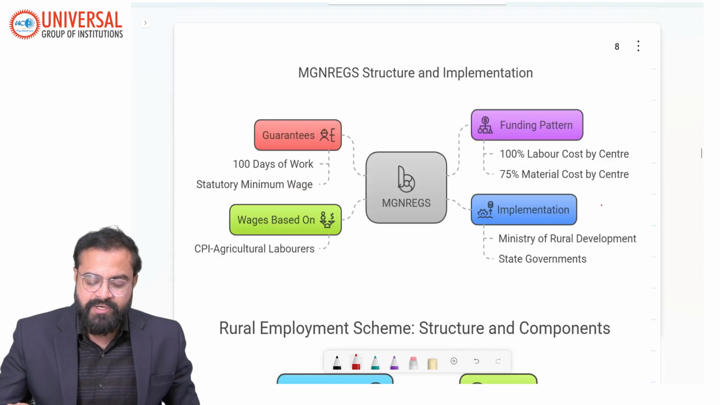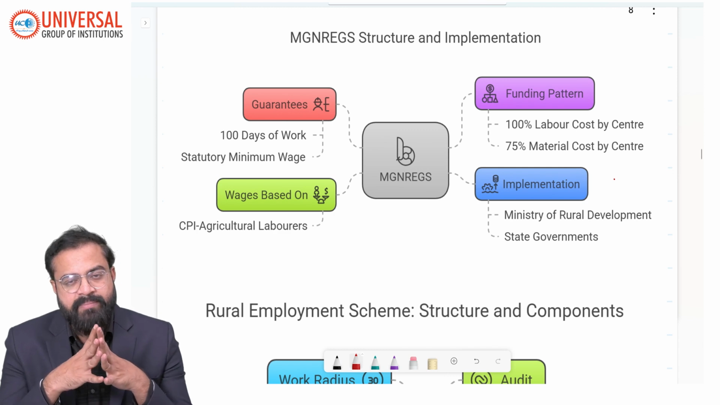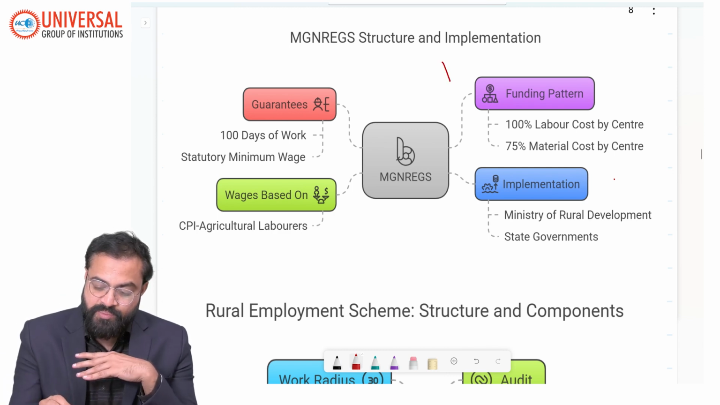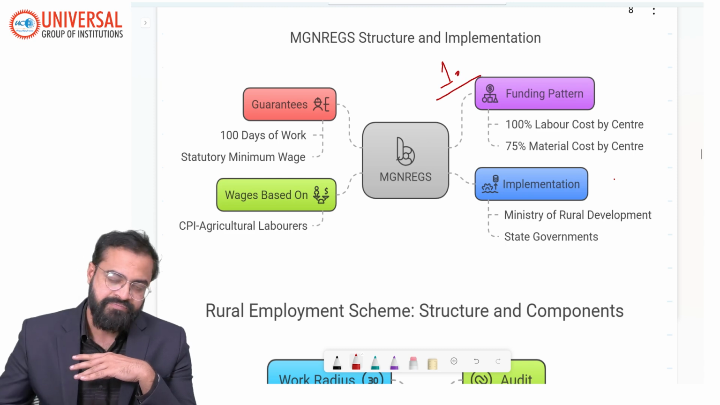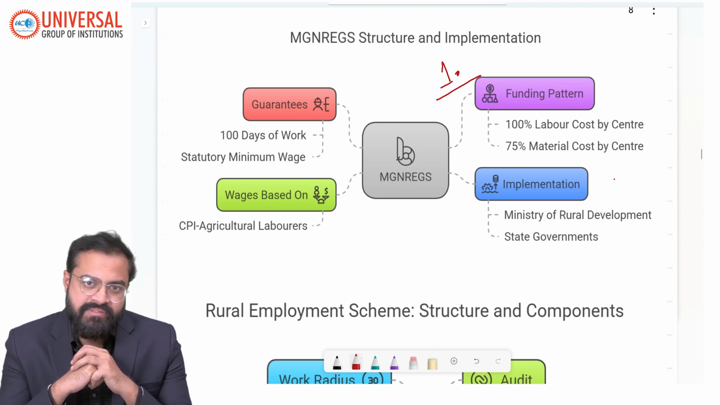So now let us look at the other aspect, that is the structure and the implementation, the manner in which the program will be implemented. The first aspect happens to be about the funding. I mean, who funds this project? See, the MGNREGA scheme happens to be a centrally sponsored scheme.